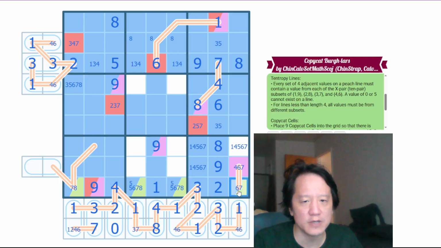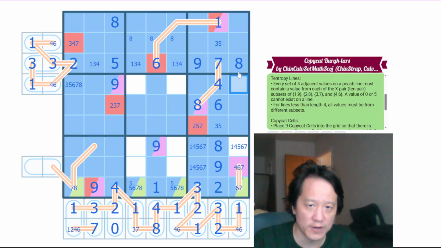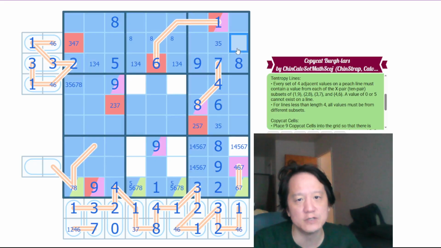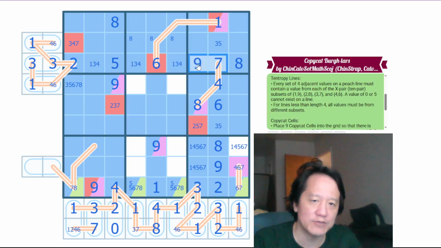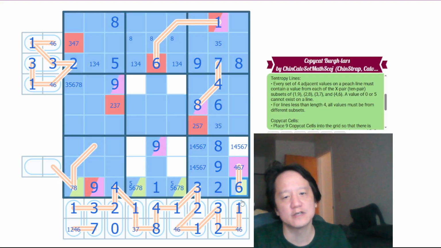This can't be 7. If it's 7, it has to add with 1, 2, 3, 4, 5, 6, 7, that digit, to add up to either 14 or 16, which would require this to be 7 or 9. But we have a 7 and 9 in the box. So this cannot be 7, it's 6.